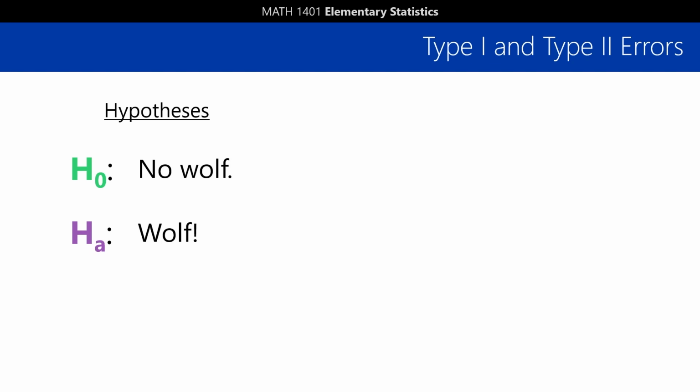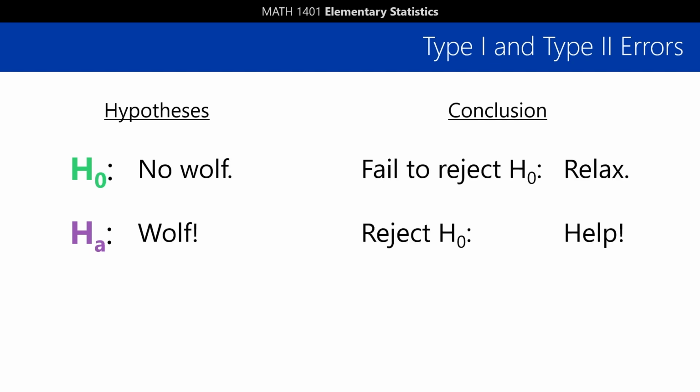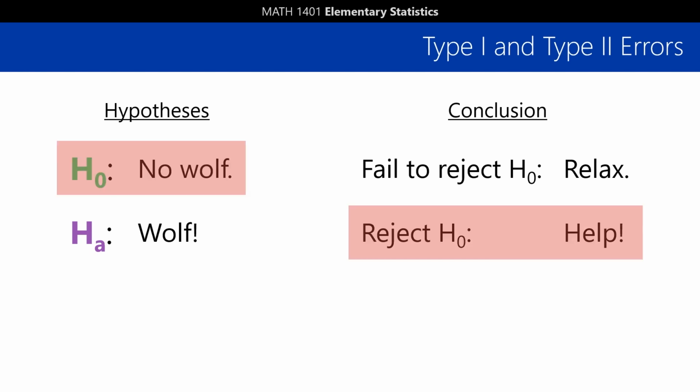From here, there were two possible outcomes. They could fail to reject the null hypothesis, which means that they didn't have enough evidence that there was a wolf and they could relax. Or they could reject the null hypothesis, which would mean that they all come running with their pitchforks to scare the intruding wolf away. Now, there really was no wolf, but because of the boy's cries, the villagers grabbed their pitchforks and ran all around the village trying to find the wolf.